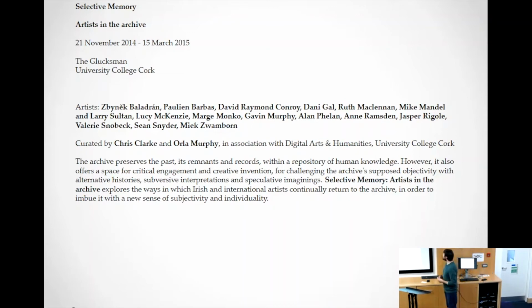The blurb on the show was that the archive preserves the past, its remnants and records within a repository of human knowledge. However, it also offers a space for critical engagement and creative invention, for challenging the archive's supposed objectivity with alternative histories, subversive interpretations, and speculative imaginings. Selective Memory, Artists in the Archive, explores the ways in which Irish and international artists continually return to the archive in order to imbue it with a new sense of subjectivity and individuality.